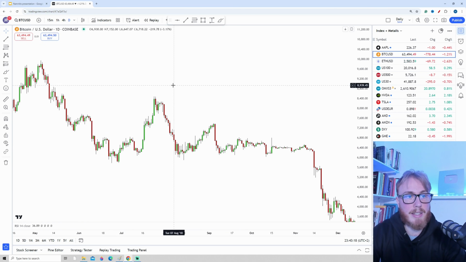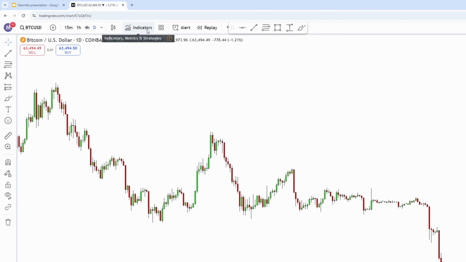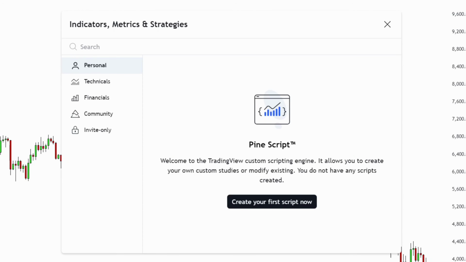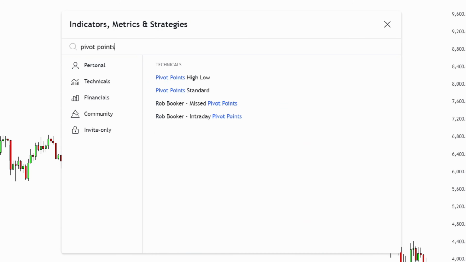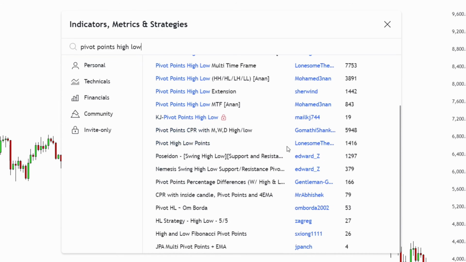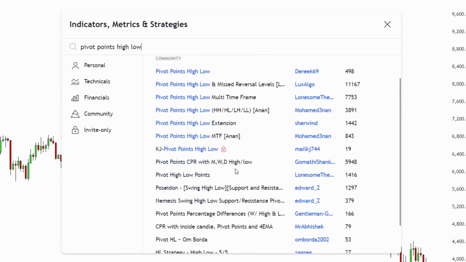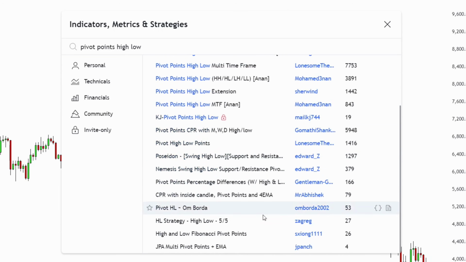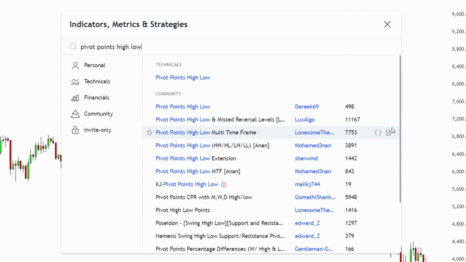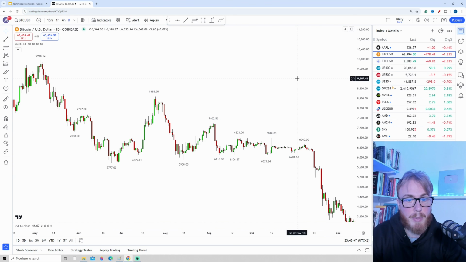So step number one is to once again go up to the indicators tab in TradingView, and then you want to search for pivot points high low, just like this. And as you can see here, we have multiple different indicators. These are all indicators created by the TradingView community. But the indicator I want to use is this one right here. This one is created by TradingView, called pivot points high low. So you want to open this one up.